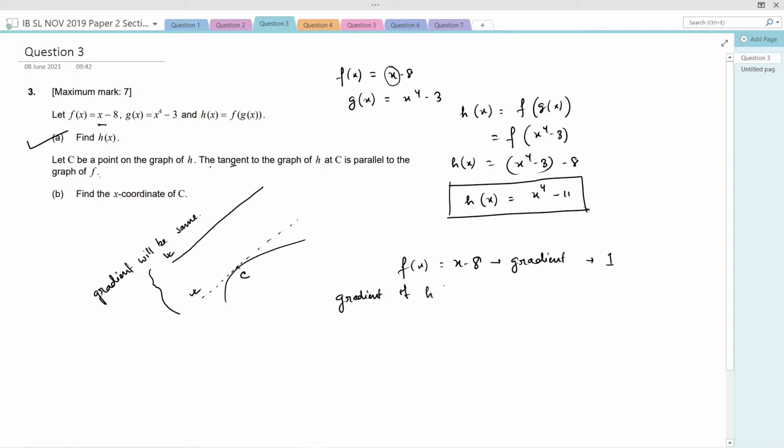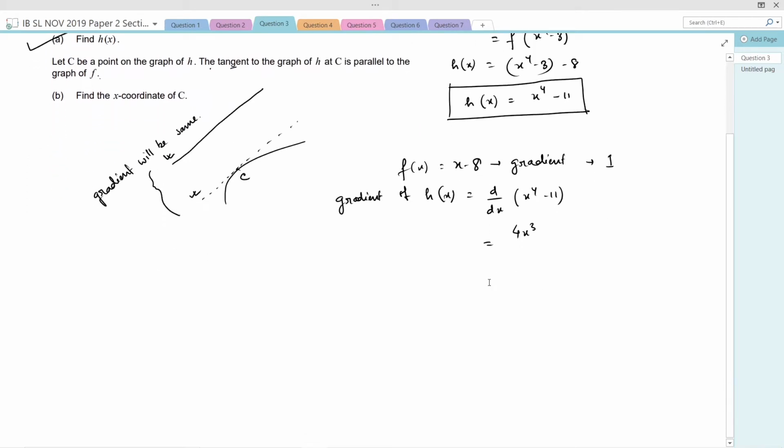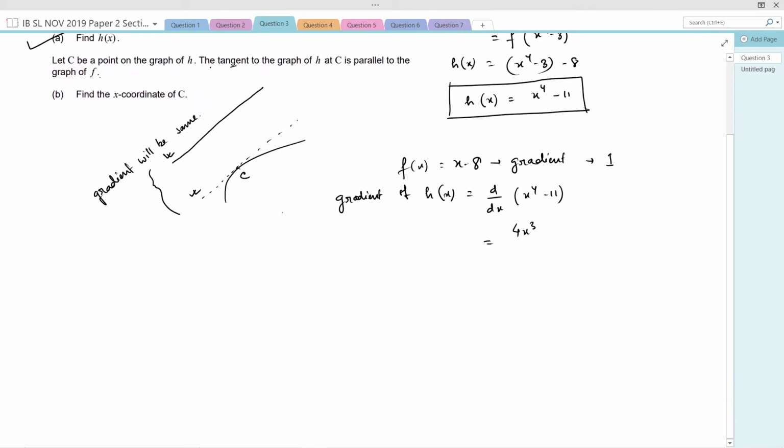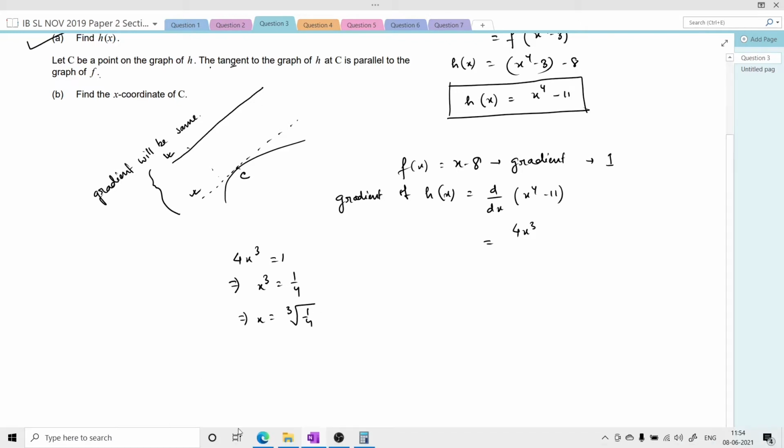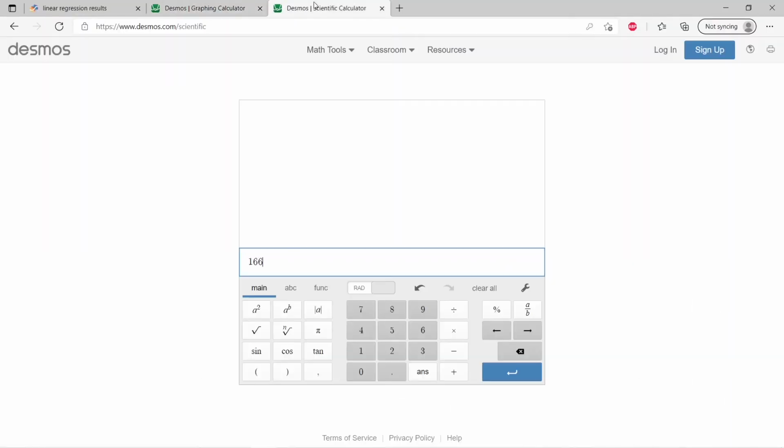The gradient of h(x) is equal to d/dx of x to the power 4 minus 11. So the gradient is 4x cubed. As we have constructed, that is 4x cubed, as these two gradients will be equal, so 4x cubed equals 1, or x cubed equals 1 by 4, or x equals the cube root of 1 by 4. So again I will use the online calculator for this, because you have the right to use the calculator.